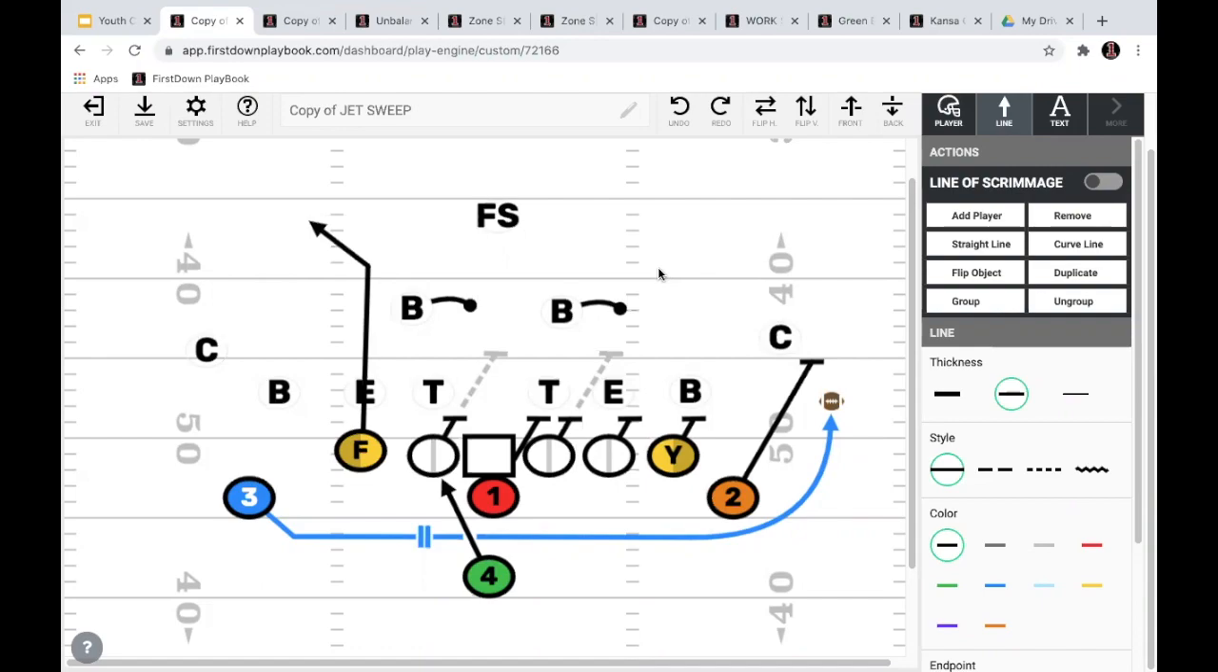Kendall? Kevin asked, what's a good way to signal motion at a fourth grade level? For example, lift a foot or a verbal cue from the QB.